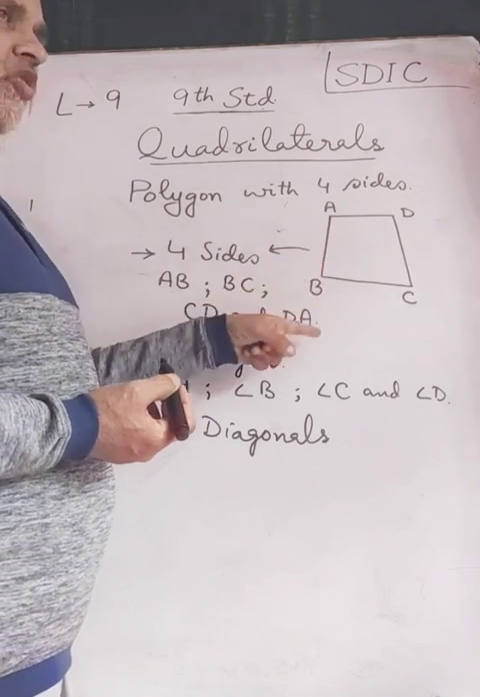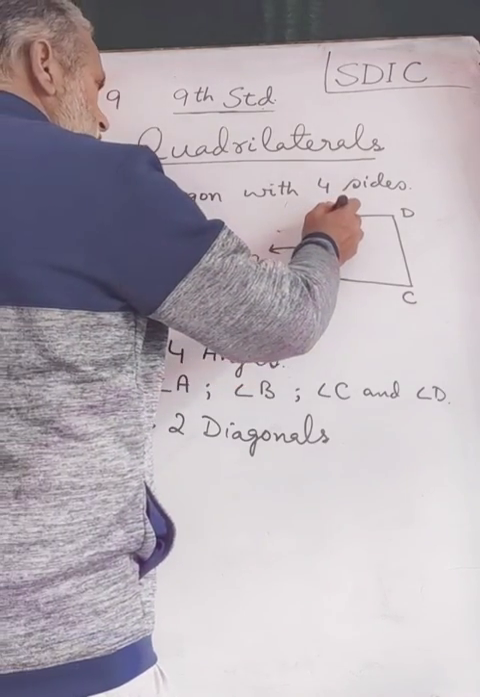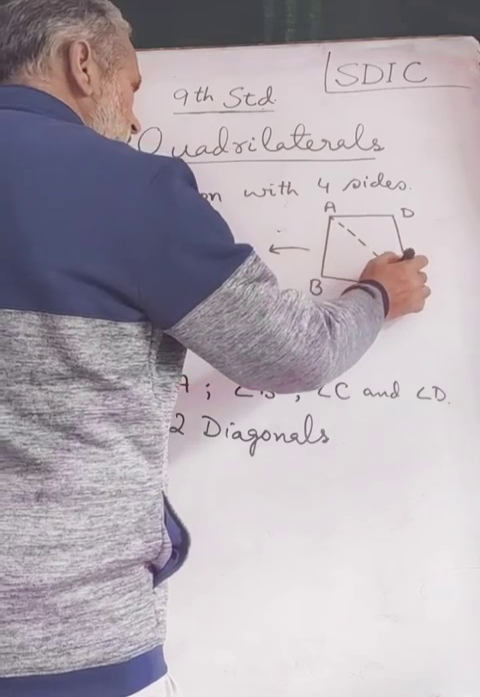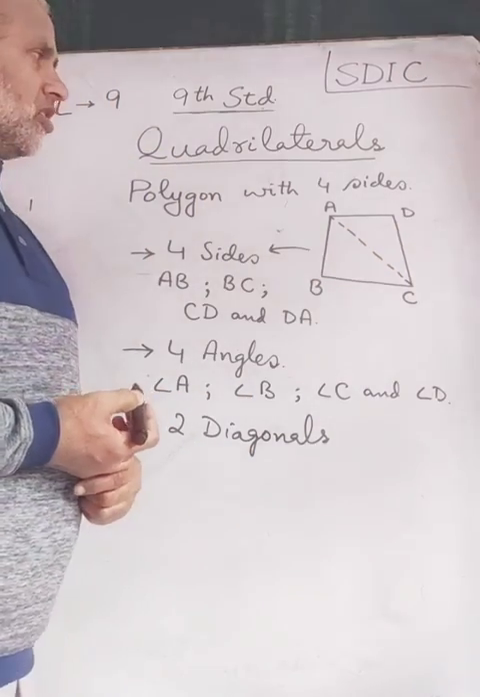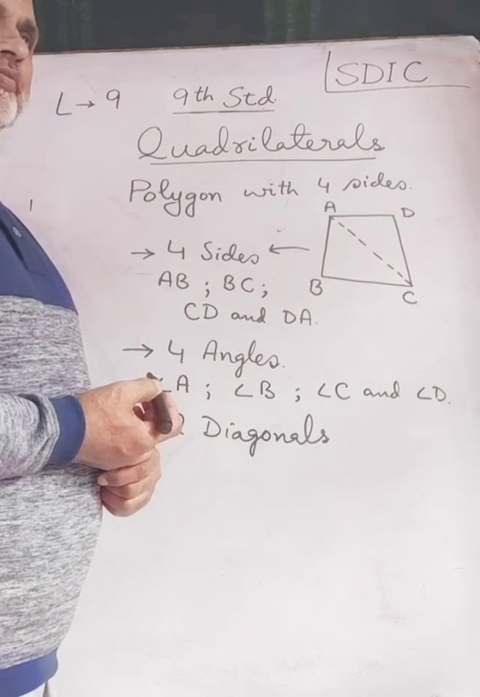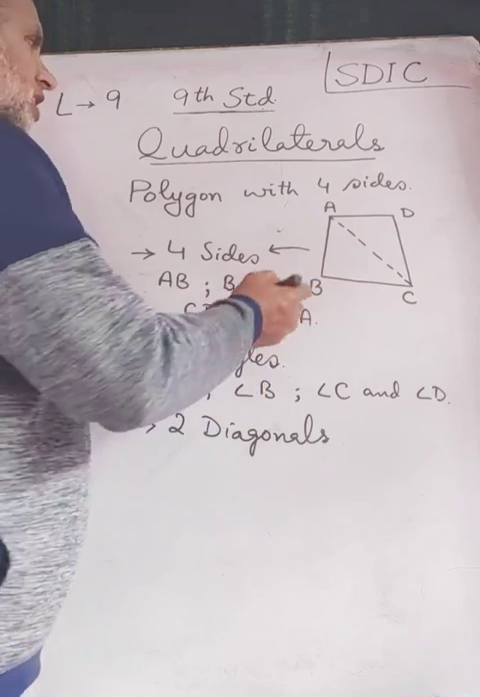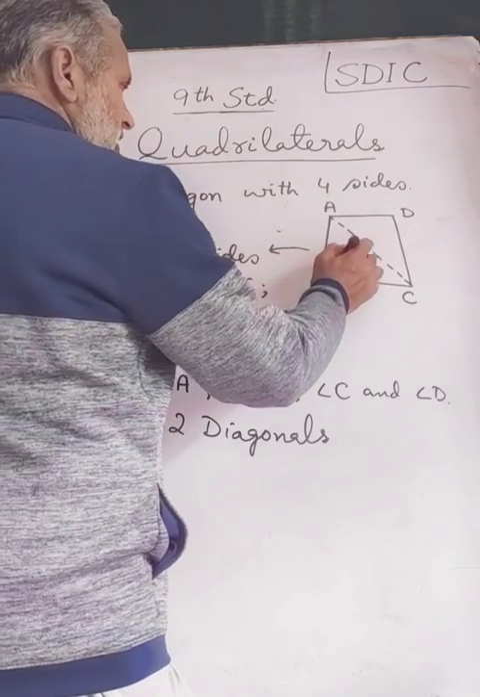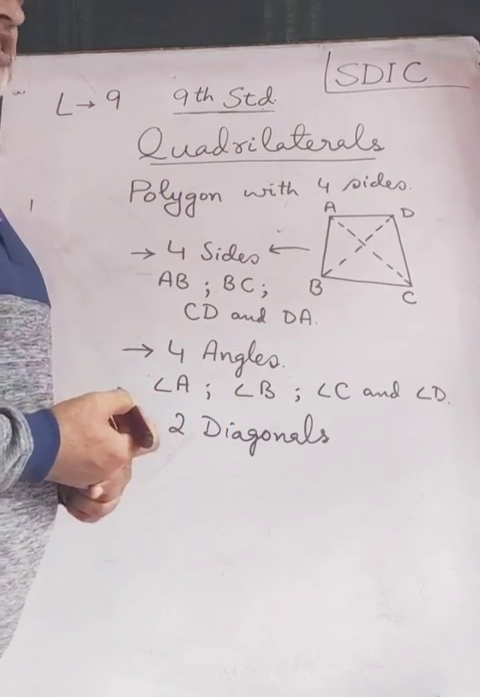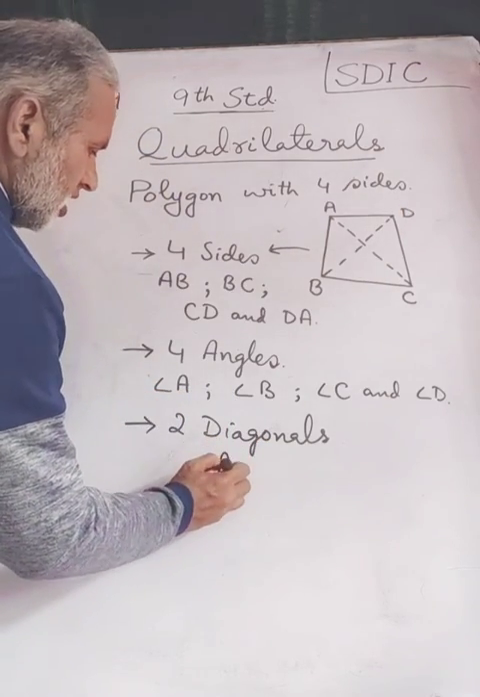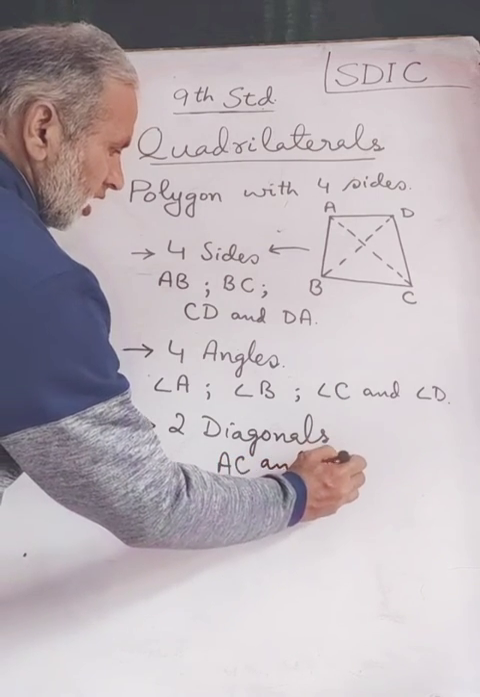Likewise, B and D are the non-consecutive vertices. So when we join A to C, the dotted line I have drawn, a line segment is obtained. This is called the diagonal. So two diagonals are there. AC is one of the diagonals. The second diagonal will be BD, obtained by joining non-consecutive vertices B and D. So AC is the first diagonal and BD is the second diagonal.